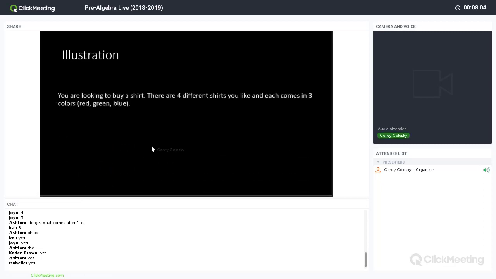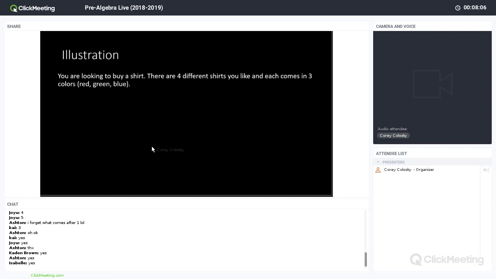So here, let's say you're looking to buy a shirt. There are 4 different shirts that you like, and each one comes in 3 different colors: red, green, and blue. So the question is, how many possibilities of shirts do you have? If you know the answer, feel free to type it in, but I'm going to explain the logic here.